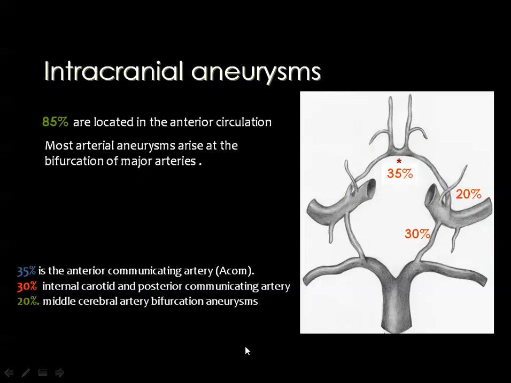The most common sites for intracranial aneurysms in the anterior circulation are in the region of the anterior communicating artery and the region of the posterior communicating artery, as well as in the region of the middle cerebral artery. These are the common sites of intracranial aneurysms in the anterior circulation, and actually you know that the most common site is at the anterior communicating artery, either to the left or to the right of the midline.